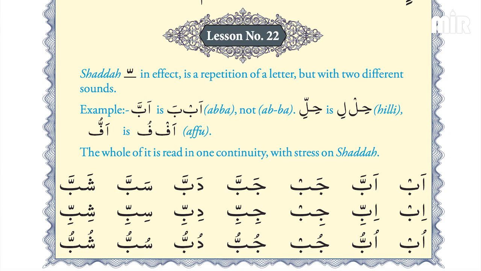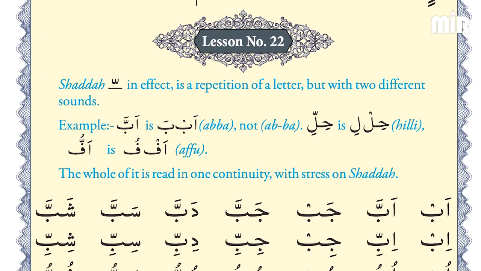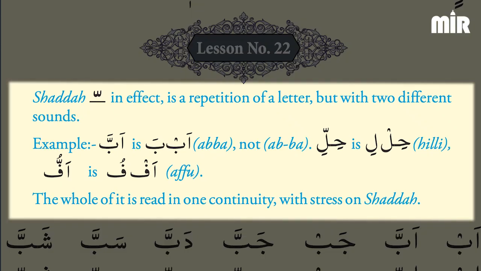So when we go to the Yassarnal Quran, we see in lesson number 22 that Shadda in effect is a repetition of a letter. It means that a letter which has Shadda is actually two times, but with two different sounds. But the sound of these two letters is not the same. Let us go to the examples and understand it better.